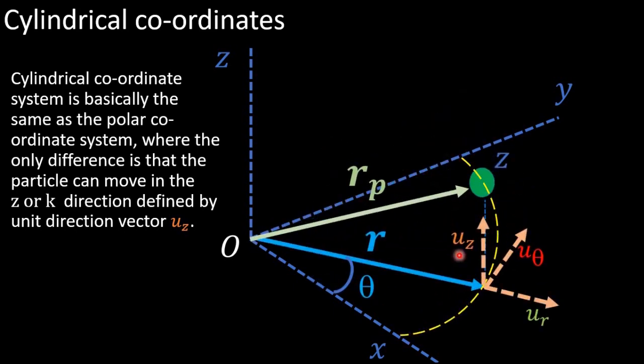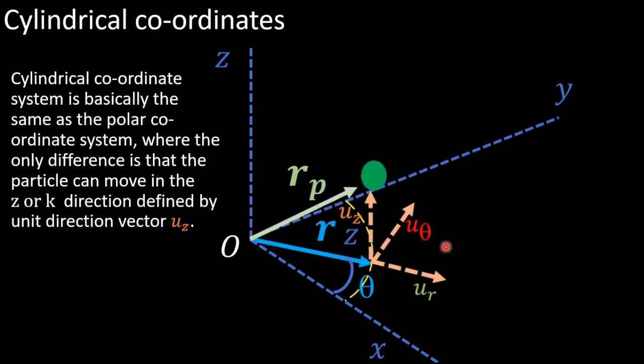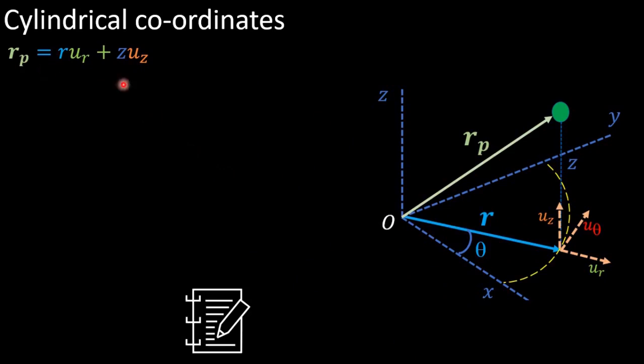And we've also got movement in the u sub r direction as well. Okay, so we define the position there, r sub p, as r times u sub r plus z times u sub z. So the position of p there is r, which is in the u sub r direction, and z, which is in the u sub z direction there. So there's our length there, z.